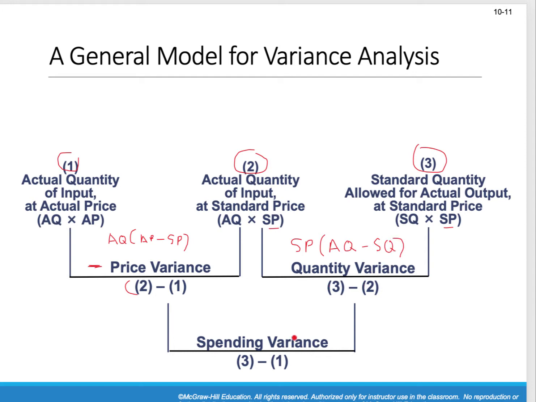And that's how you get quantity variance. To calculate spending variance, you just take the difference between, or you add up rather, price variance and quantity variance. Or you take equation 3, standard quantity at the standard price, and then from that you subtract the actual quantity at the actual price. That gives you your spending variance, okay?